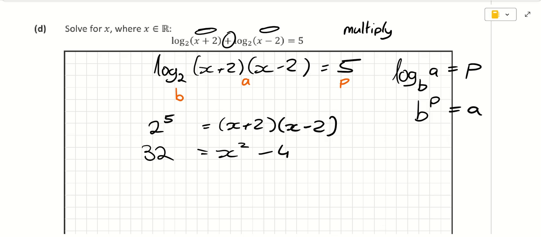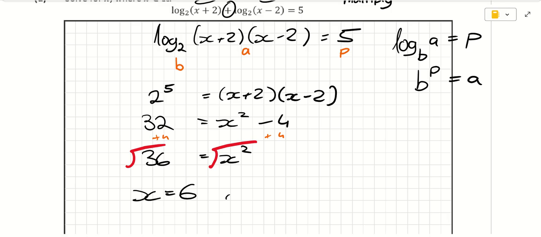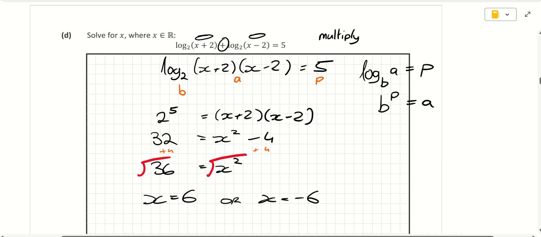Okay, let's just solve it now, nice and easy. Plus 4 to both sides, so we've got 36 equals x squared. And then you want to get the square root of that, and so we have got x equals 6, but don't forget it could also be x equals minus 6 for that question there. So yeah, you have to check your formula books for the rules of logs. So when they're added, you're going to multiply them.